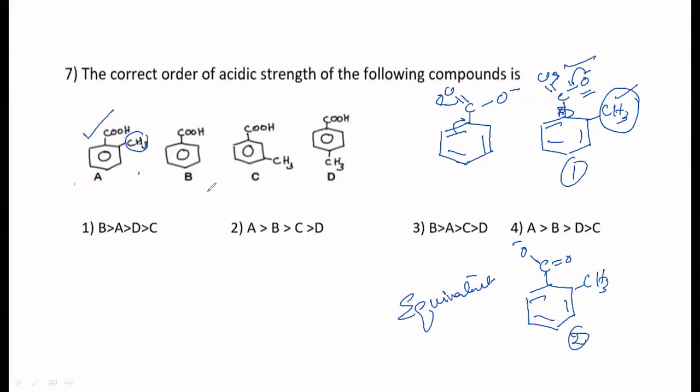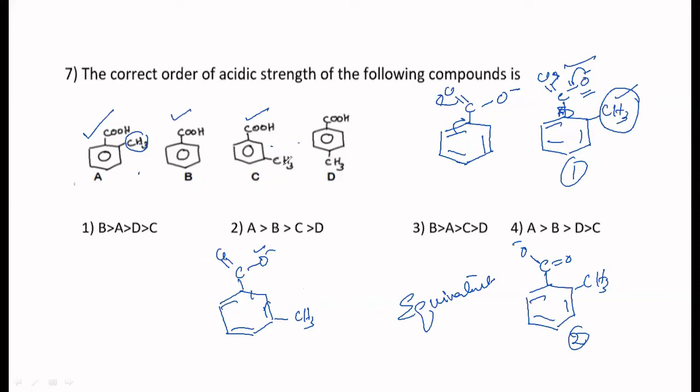And then comes your CH3. In any case, it is an electron releasing group. It will reduce the acidity because the carboxylate ion, C double bond O, O minus, which has got a negative charge, if any group is releasing electrons, it will increase the electron density on this oxygen and destabilize that. So in any case, compared to benzoic acid, these two are less acidic. So B should be the next one. So A greater than B.